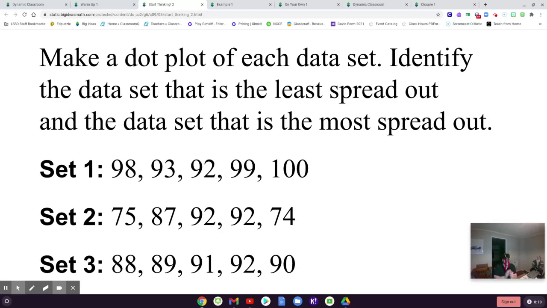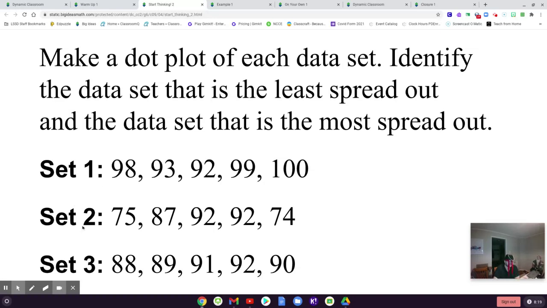Now, how do we understand that? How do we get there? The way we get there is called the range. And what the range is, for set 1, you would take the biggest number, which is 100, and subtract the smallest number, which is 92. That gives you a range of 8. That tells you that the whole set of numbers varies by only 8.